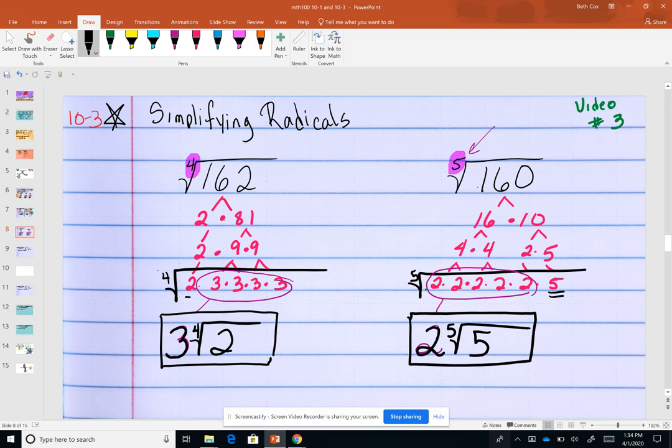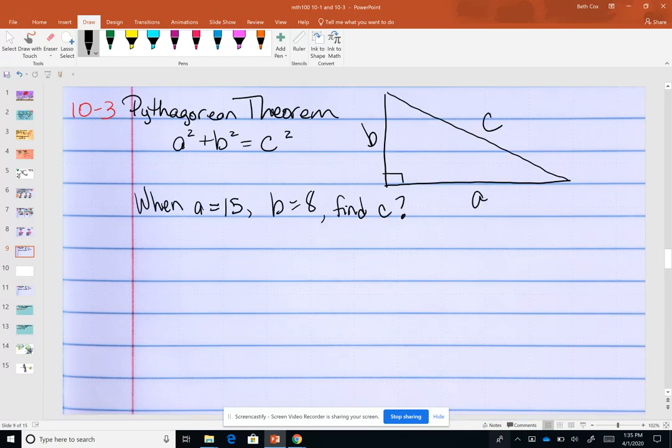Okay? This is the most important skill in 10-3. So make sure you understand how to simplify radicals, because now we're going to use applications to do this. So Pythagorean theorem is one application that we use for simplifying radicals. All right, so we're going to do this problem here. And the Pythagorean theorem is a squared plus b squared equals c squared, and you may be familiar with it.